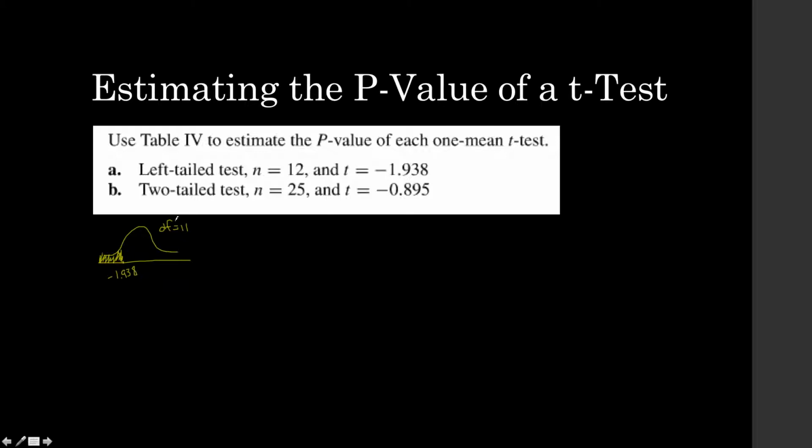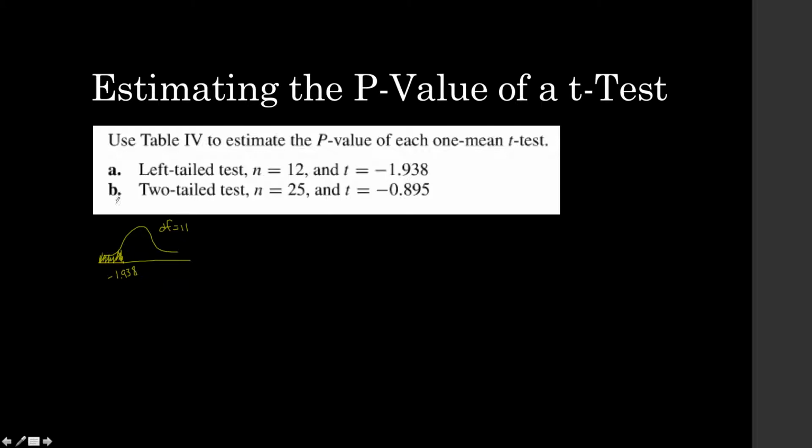Flip to your appendix and look at table 4. If you're looking at table 4, none of those numbers equal negative 1.938. None of them are even negative. Why are they not negative? If you look in the top left-hand corner, you'll see the graph of the normal t-curve, and notice it's shaded to the right. So all of those numbers are based on the positive side to the right.